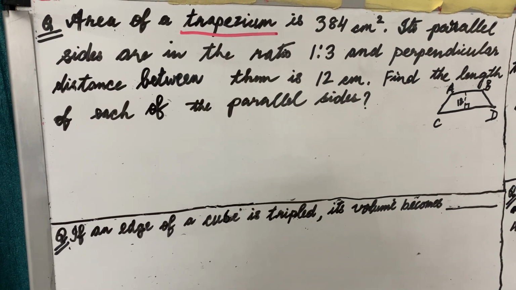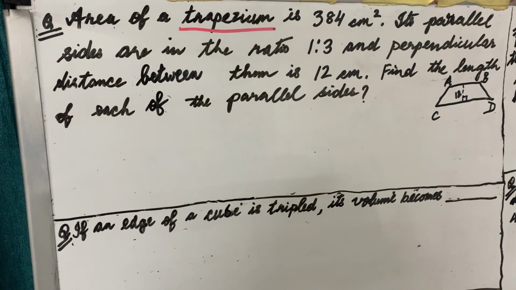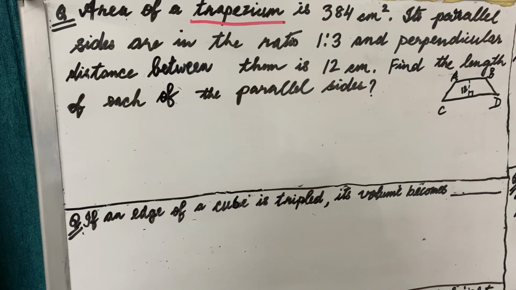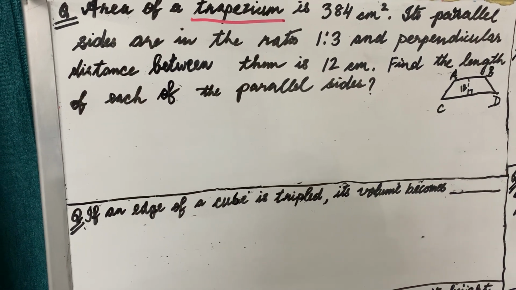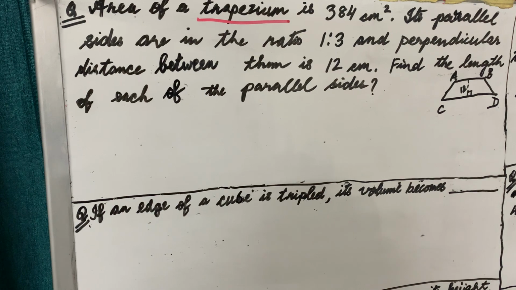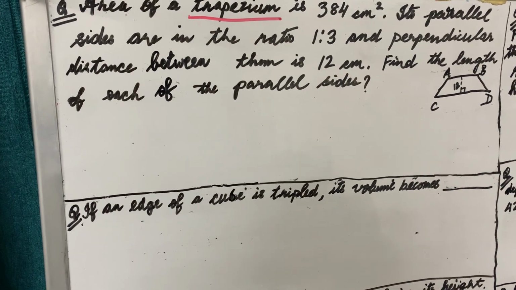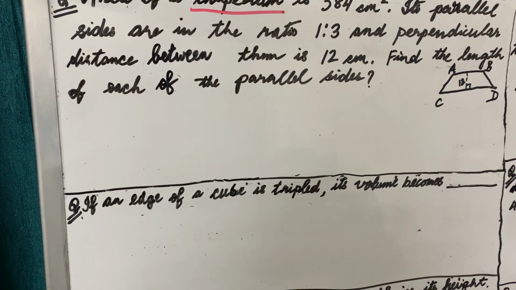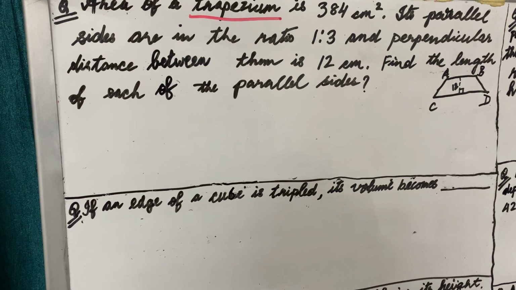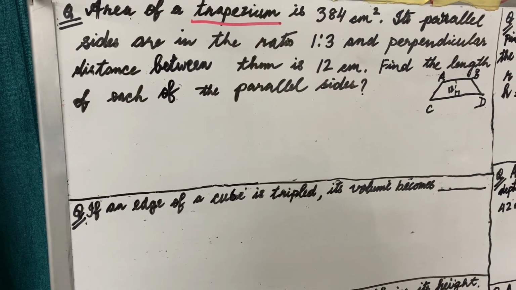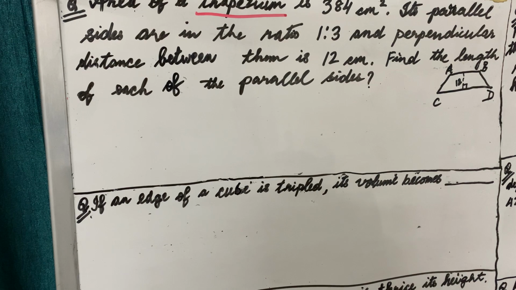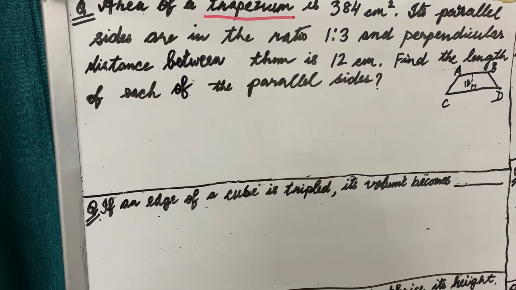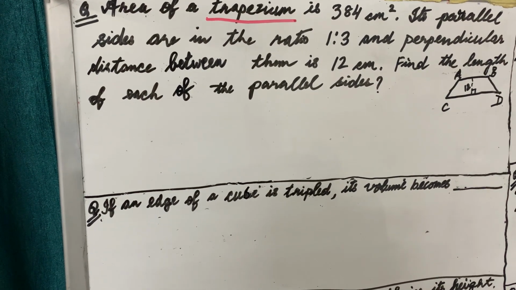Let's start with the first problem today. Area of a trapezium is 384 centimeters square. Its parallel sides are in the ratio of 1:3 and the perpendicular distance between them is 12 centimeter. Find the length of each of the parallel sides. So we know there is one set of parallel sides in a trapezium and the perpendicular distance between them is given to be 12 centimeter. The lengths of the sides of the trapezium are not given, only their ratio. The ratio of the lengths is given as 1:3 and the area is given.